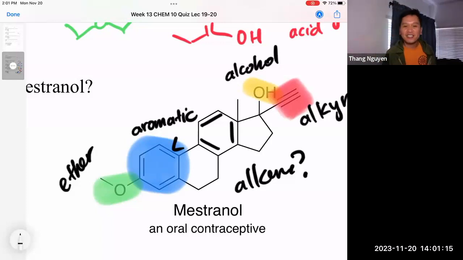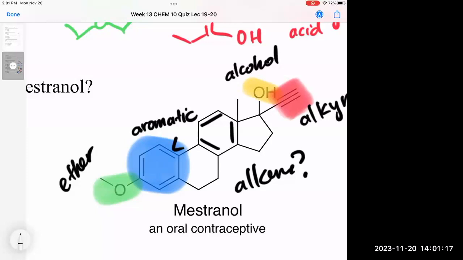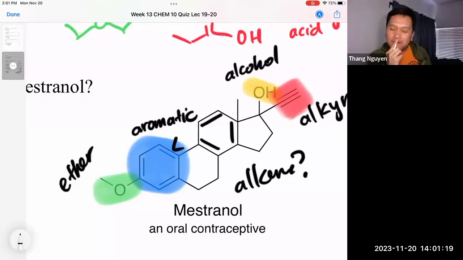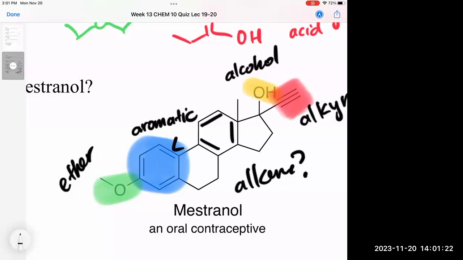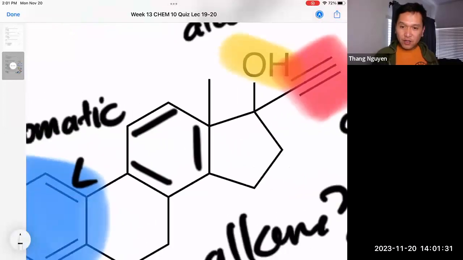So alkene in this scenario would only go up to 2 double bonds, because if it went to 3, it would be aromatic. Okay. Follow-up question.